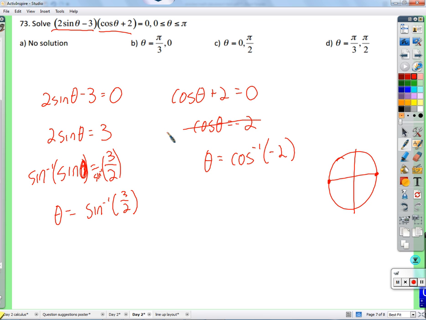Okay. So our only hope is to find some theta that we can plug in here and get this to come out to 0. So it would be the inverse sine of 3/2. The problem is what? 3/2 is greater than 1. Then it's the same problem. Bigger than 1. The biggest we can get for sine is 1. This is bigger than 1. Also no solutions. No solution.